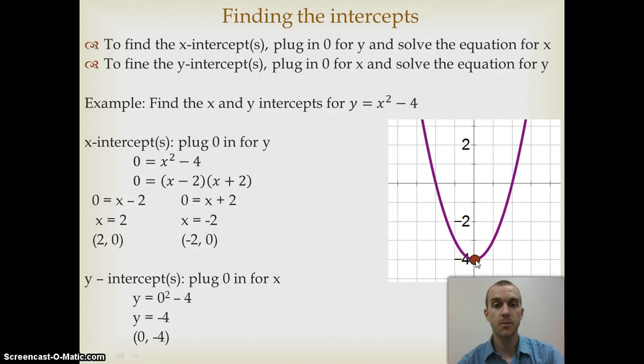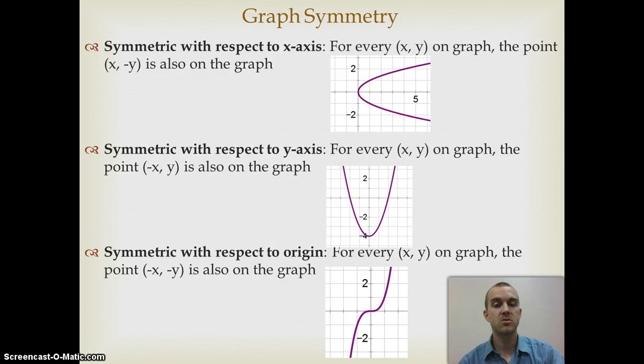So 0, negative 4. Now the last thing we'll talk about is symmetry. When we have symmetry with respect to the x-axis, for every x value we have, it also has the point y and negative y for its ordered pairs on the graph.